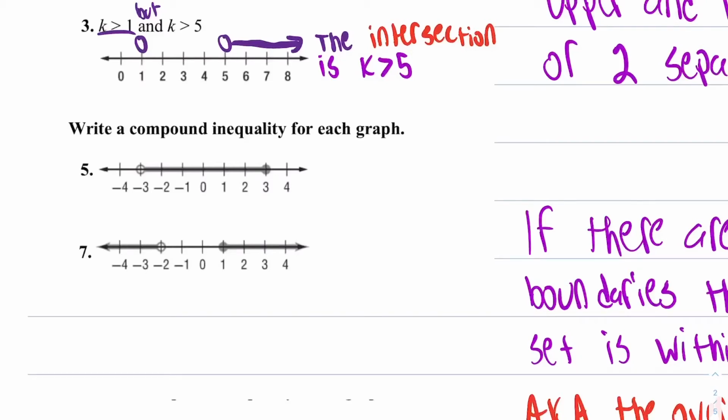The other way you can do this is, if you have the graph, you can come up with two different inequalities for that graph. This graph says we are numbers that are bigger than -3. So this one would be greater than, let's use x. X is greater than -3. We're not equal to it. And we have x is less than or equal to 3.